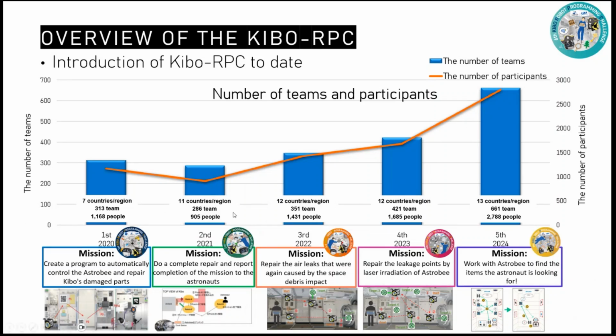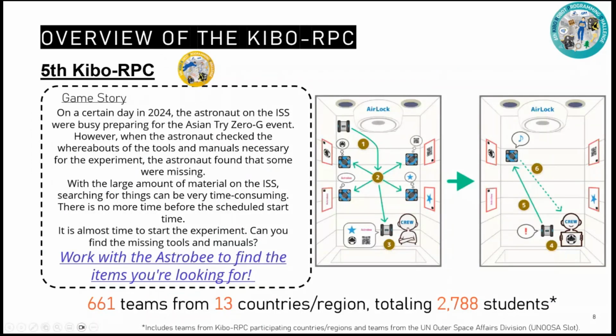Next we have an overview of the 5th Kibo RPC, which was held last year. The game story was around a mission where participants had to work together with Astrobee to help an astronaut find a lost item. So Astrobee has to move around the Kibo module to find the lost item.